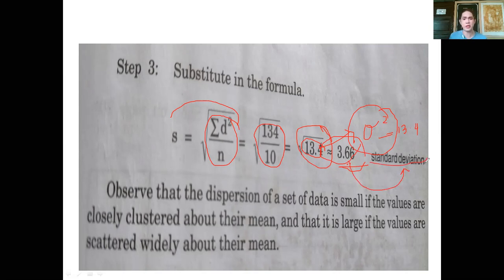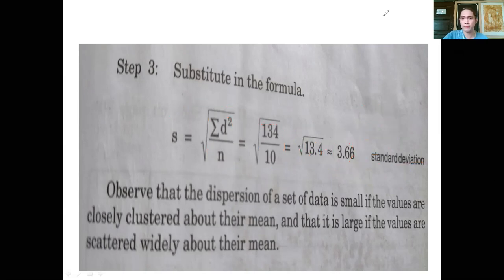Observe that the dispersion of a set of data is small if the values are closely clustered about their mean. That is a very important thing to know. And that it is large if the values are scattered widely about their mean. So do not forget that one.